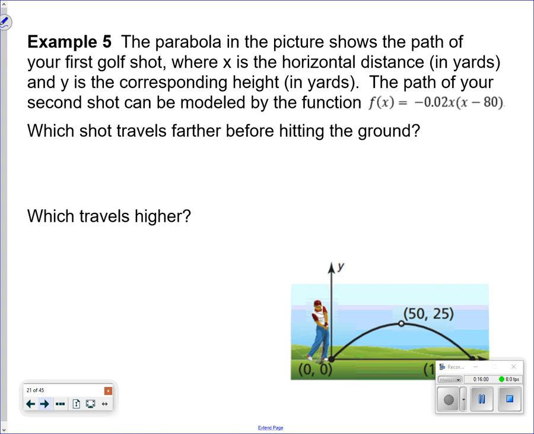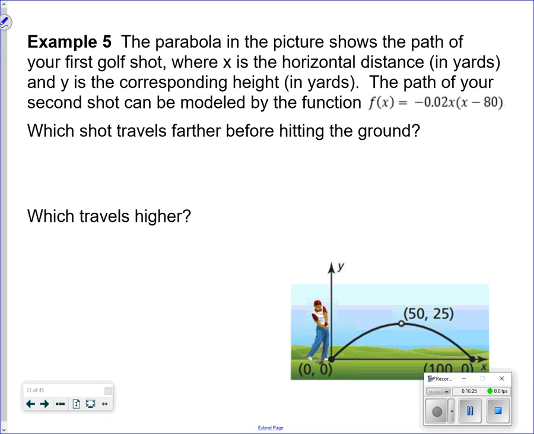The parabola in the picture shows the path of your first golf shot. So the picture is your first shot, where x is the horizontal distance and y is the corresponding height. The path of your second shot is f of x is equal to -0.02x times (x minus 80). Which shot travels farther before hitting the ground, and which one's higher? So I can look at my picture here, and I need to move this so you guys can see it a little bit.